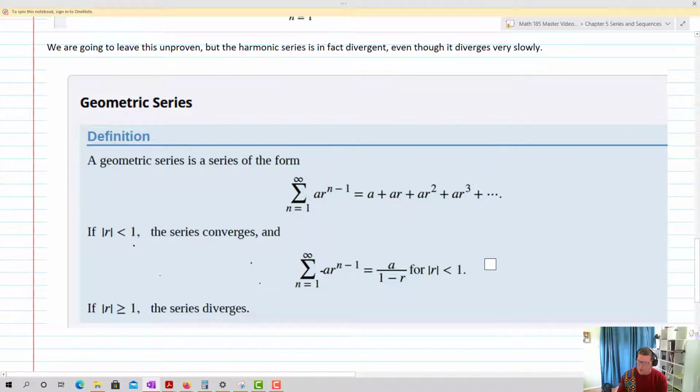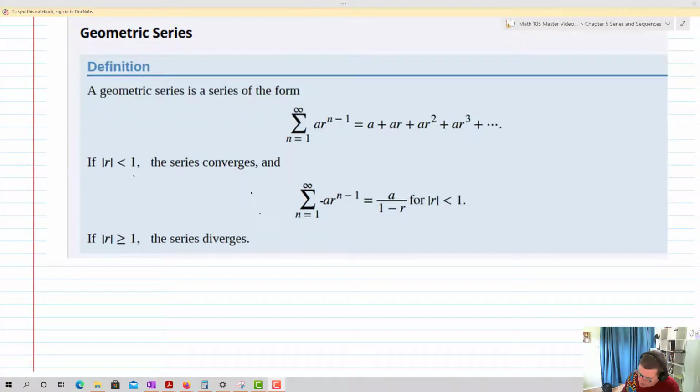And if the absolute value of r is greater than or equal to 1, the series is going to diverge. So what we're going to do with this is a little bit of proving work. We'll start out with what if r equals 1? And we're going to show that, in fact, the series diverges. So let's let r equal 1.